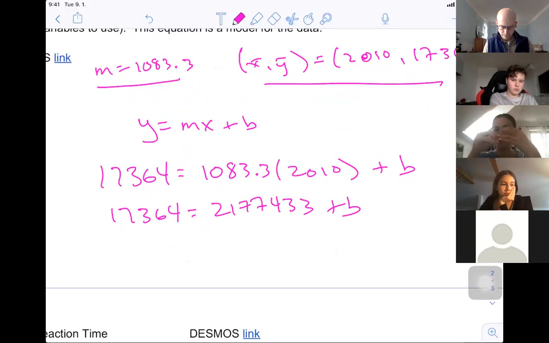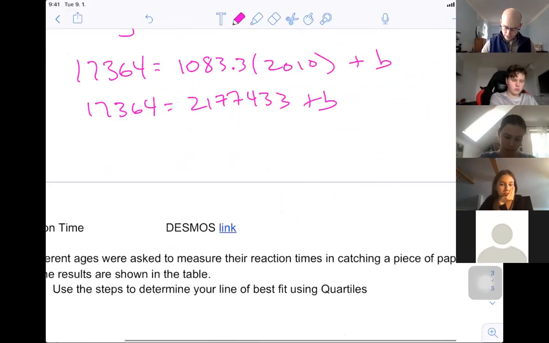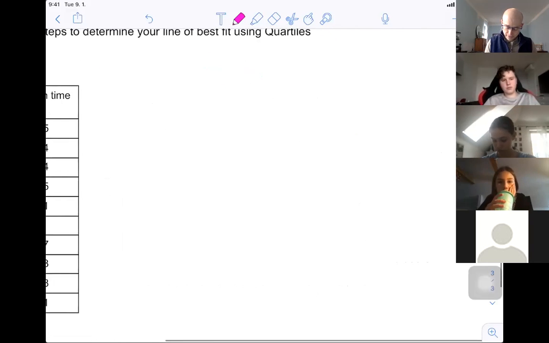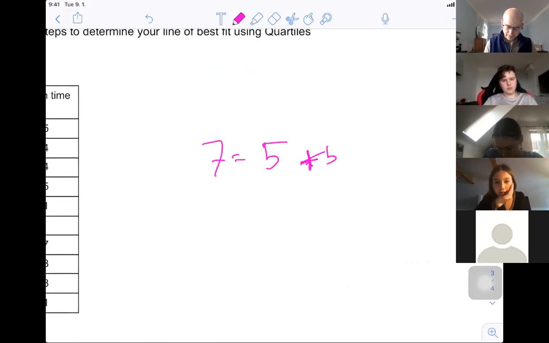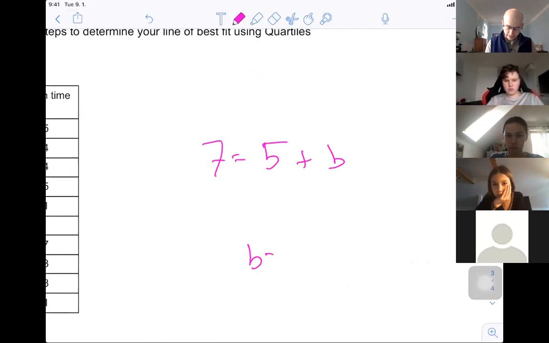Not 100% sure because I can never remember this part. Okay, super. That's called an opportunity. So if I had 7 is equal to 5 plus b, I think you could look at that. Let me write it neater. You could look at that and tell me what the answer is. Yeah, b will be equal to 2. Easy, right?